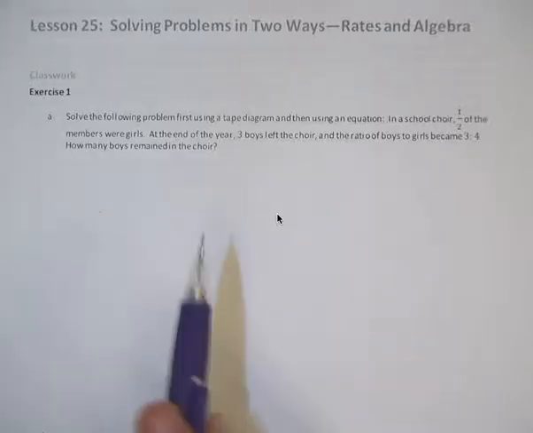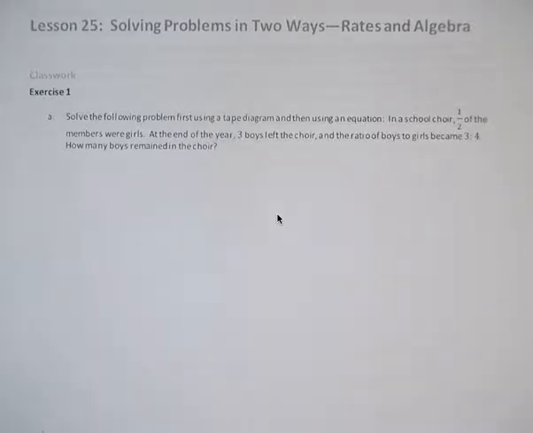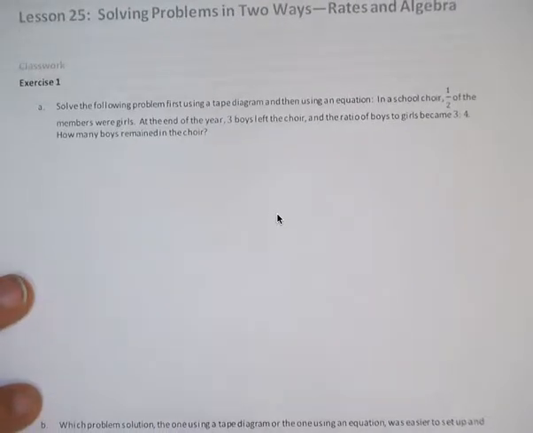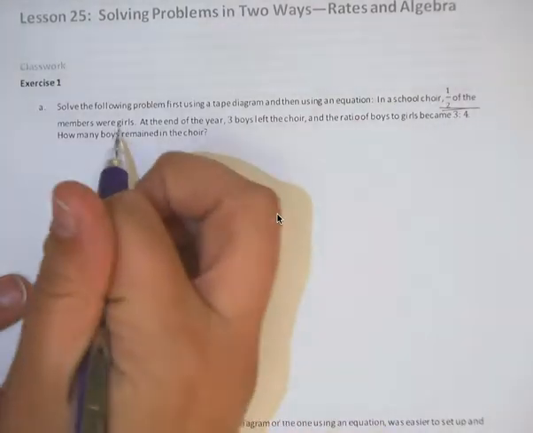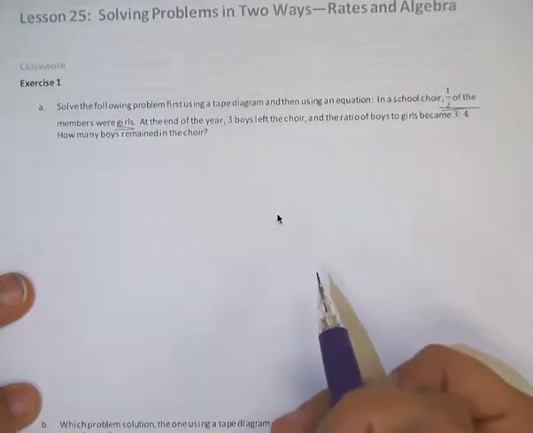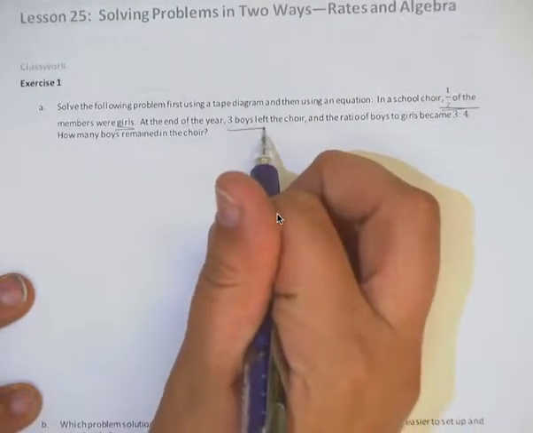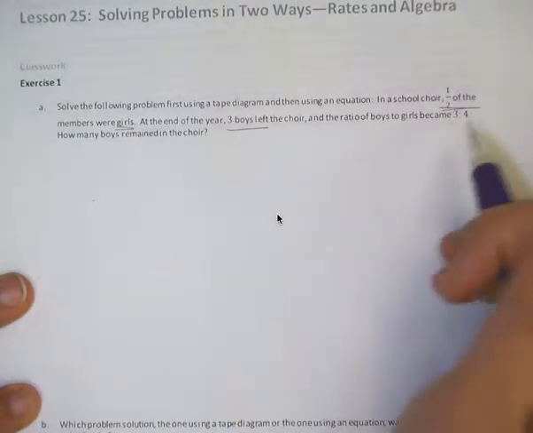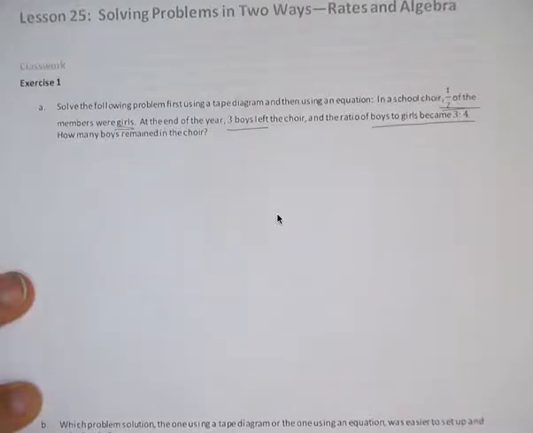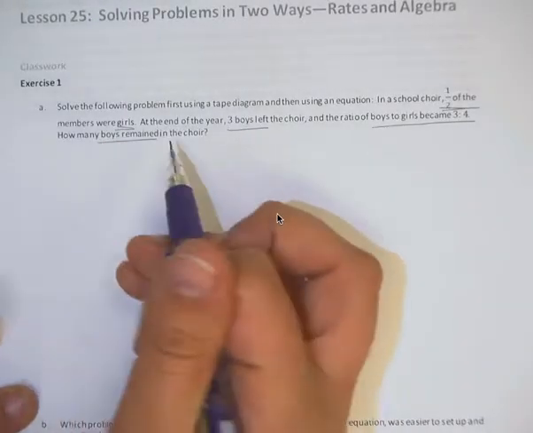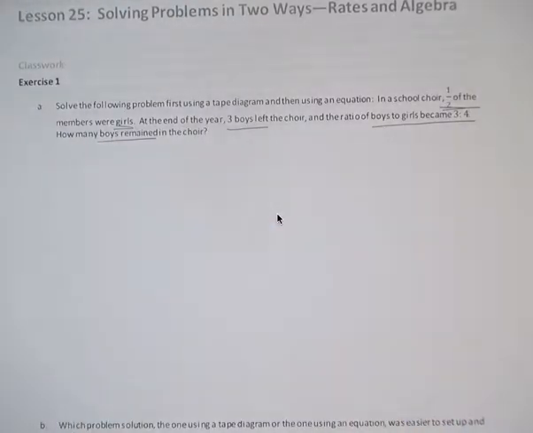Okay, it says, solve the following problem, first using a tape diagram, and then using an equation. So we're going to go through and underline the important information. In a school choir, 1/2 of the members were girls. At the end of the year, 3 boys left, and the ratio of boys to girls became 3 to 4. How many boys remained is what it's asking. So, start by using a tape diagram.